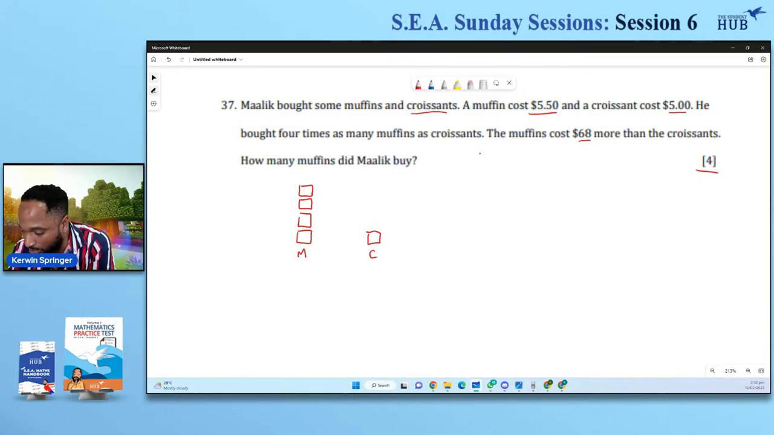I'm feeling good about that so far. So far, so good. And he bought four times as many. So I kind of displayed this in my diagram nicely. And I'm feeling good. The muffins cost $68 more. You see this part here? This is the key. That's why I drew a key next to it.